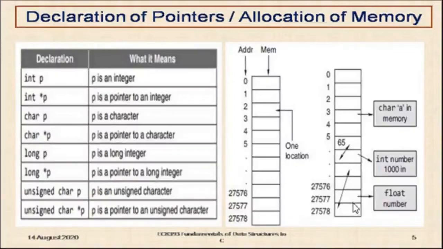Similarly, here you see a floating point variable, float number. So it occupies 4 bytes. So the system will provide you 4 memory locations. So here starting from 27575, 76, 77, 78, 4 memory locations are assigned for holding the floating point data for the variable number. So the starting address is 27575.